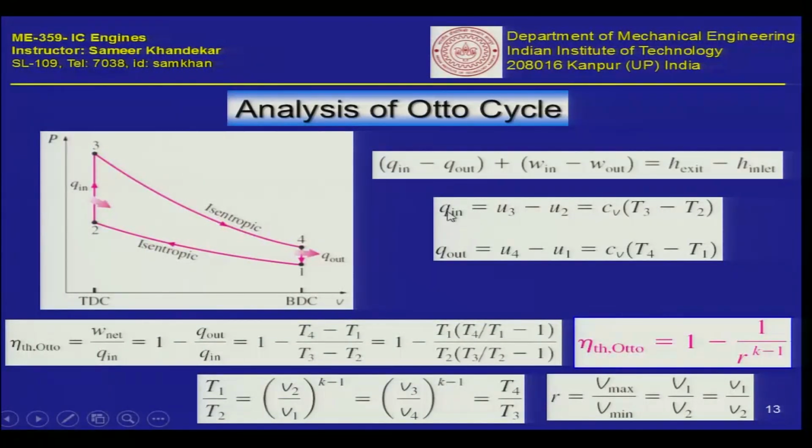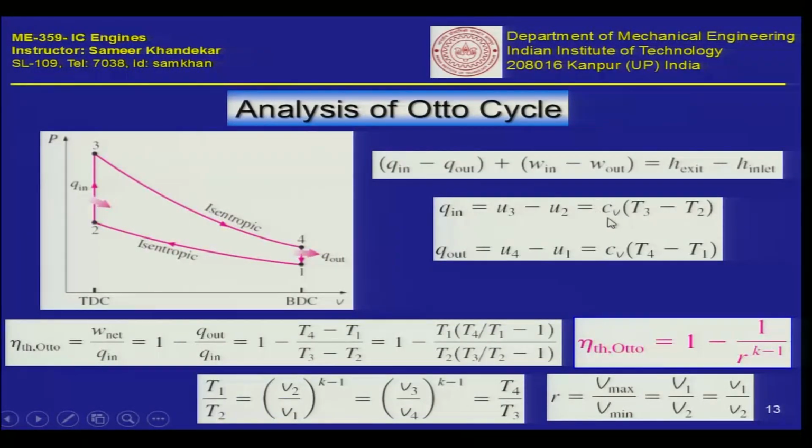So, since there is no W interaction in this process from 2 to 3, your Q in will be equal to U3 minus U2, that is the change in the internal energy of the system between point number 2 and point number 3. And since it is a constant volume process, and mind you, these small letters q and small u represent per unit mass of the system, the Cv will be taken as per unit mass. If you are analyzing the system on a per unit mole basis, then naturally the Cv will have to be taken as per unit mole basis.